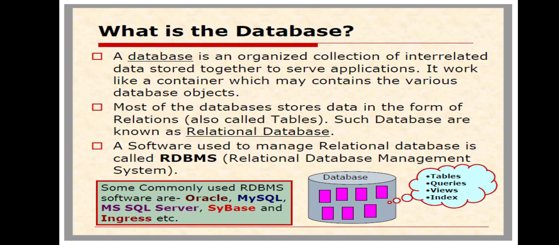interrelated. Now what do you mean by inter, children? Inter means many. International means many nations. Internet means many networks put together. So many data collectively stored together to serve an application is called the database.